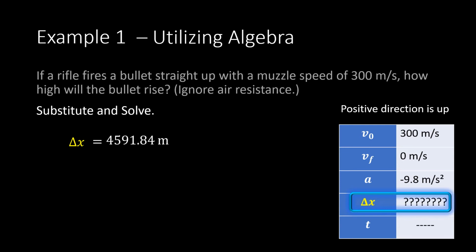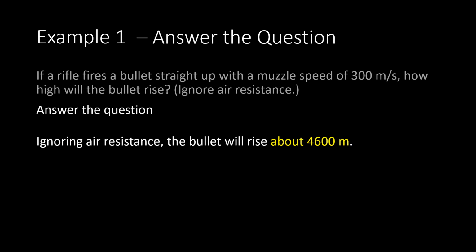So while our calculator tells us 4,591.84, it makes more sense to say the bullet will rise about 4,600 meters. Finally, we should answer the question in English and check that our result actually answers the question being asked. That was a good introductory problem. Let's take a look at a question that's a bit more complicated.